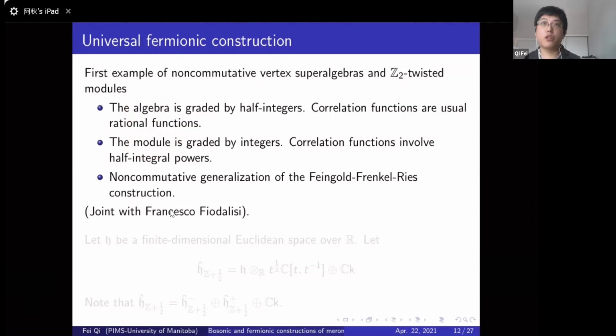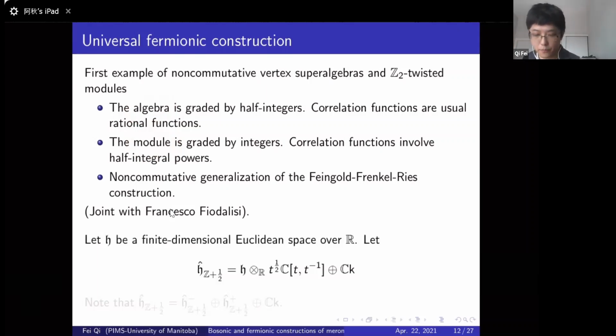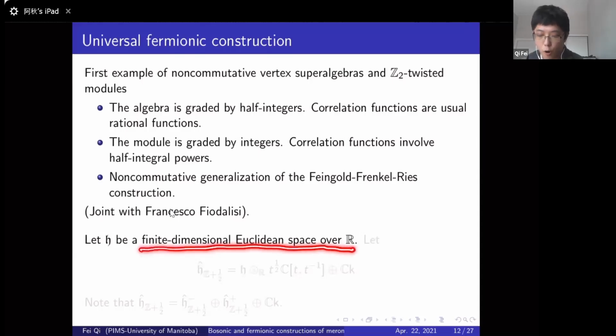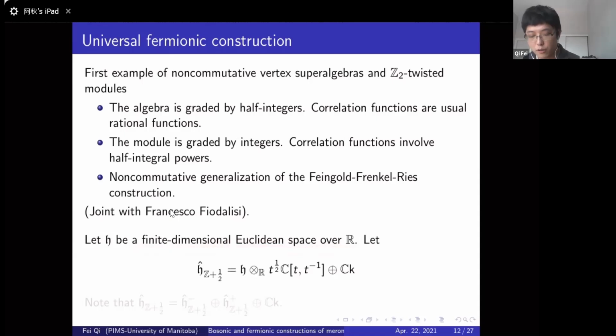But then, conceptually, it's quite easy. It's just much more technical. So we still start from the finite dimensional Euclidean space over R, but now we will consider the following space, H hat Z plus 1/2. This is going to be H tensor R of the Laurent polynomials, but with half integer powers. So only 1/2, 3/2, and so on are going to be involved in the powers.